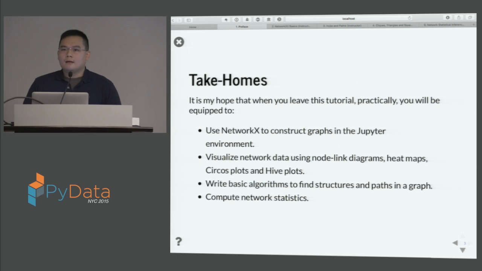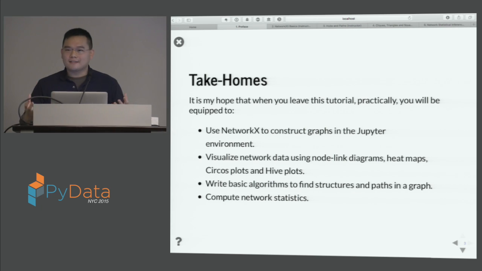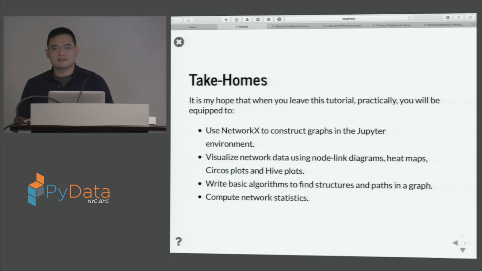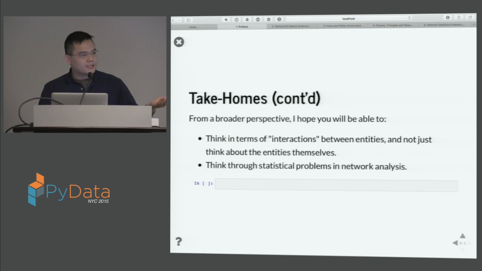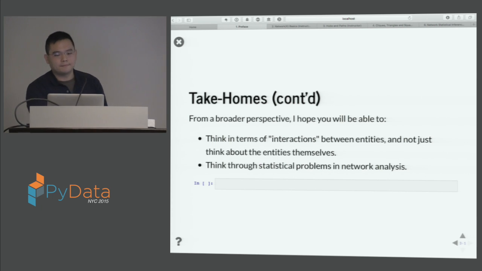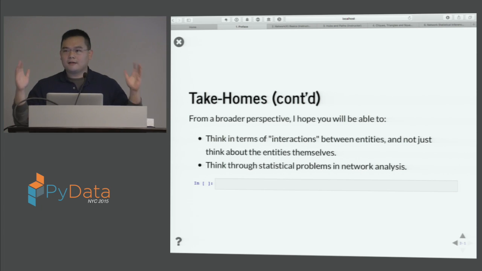And finally, and this is the freshest content, also what I think is the most exciting content, you should be able to do statistics on networks using hacker methods, right? I'll give you a little bit more background when the time comes. And as I was mentioning earlier, in broader terms, think in terms of interactions and think through statistical problems in network analysis. All right, so that's it for me talking on and on. We're going to get started with the coding challenges right now.